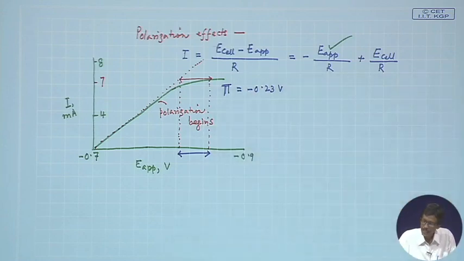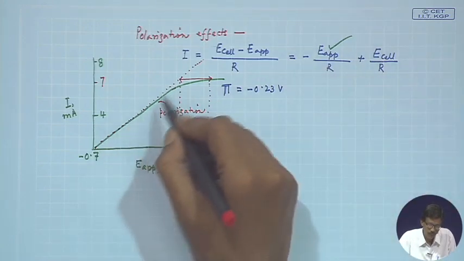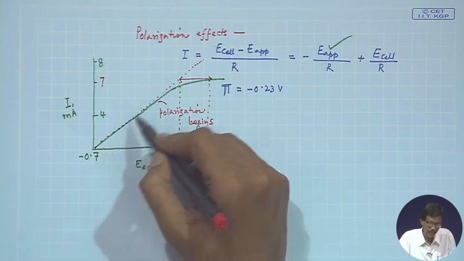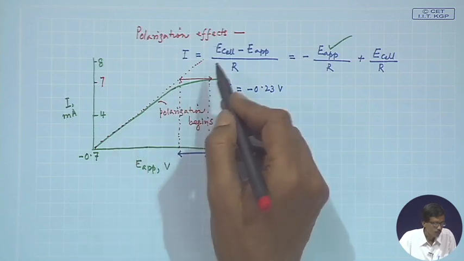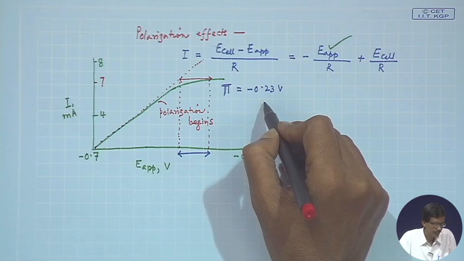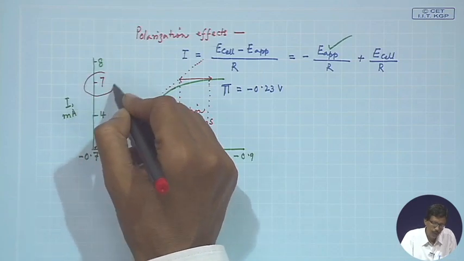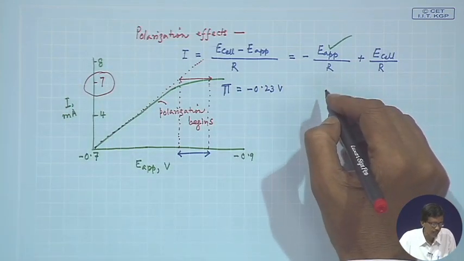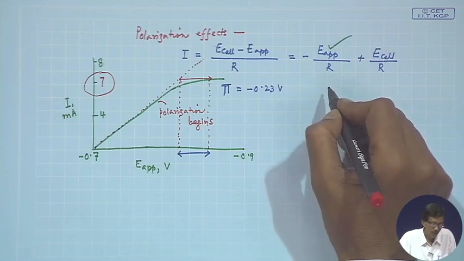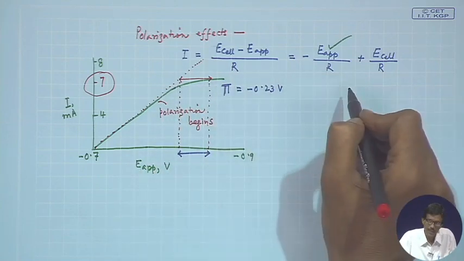That means this gives us the idea, because this dotted one is the theoretical curve where you do not have any polarization, that means the no polarization line. And this is giving you the degree of polarization. So, at this point, to achieve a current of 7 milliampere in the electrolytic cell, we have to face this particular polarization effect.